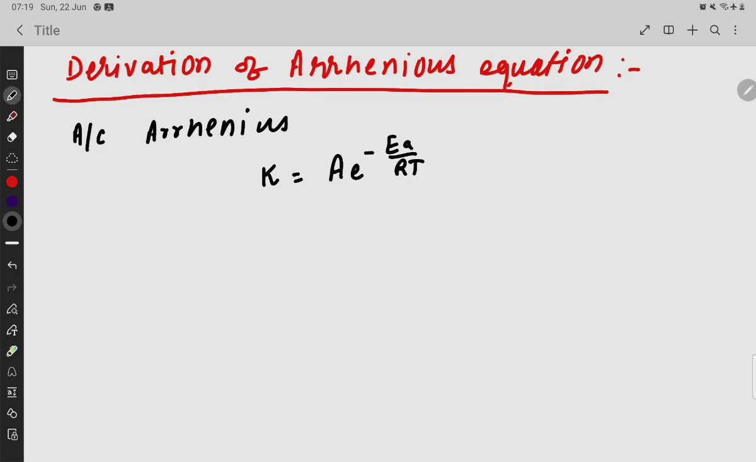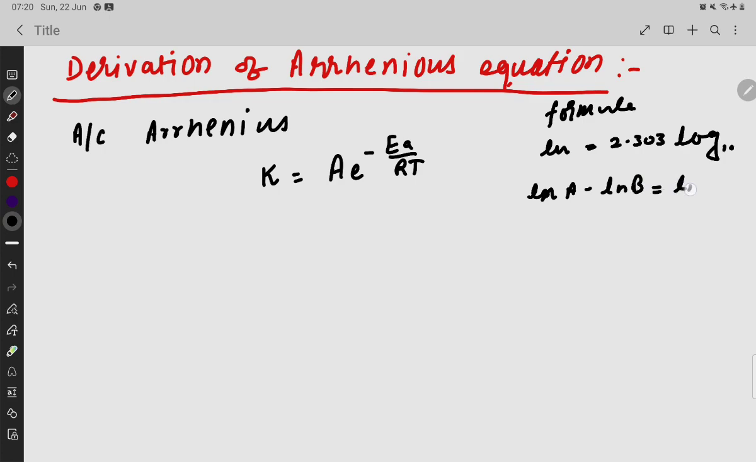Here some formulas will be used, student. Which formulas are we going to use? We write ln is equal to 2.303 log, where ln is the natural logarithm and log is base 10. The other thing you can write is ln a minus ln b is equal to ln a by b.